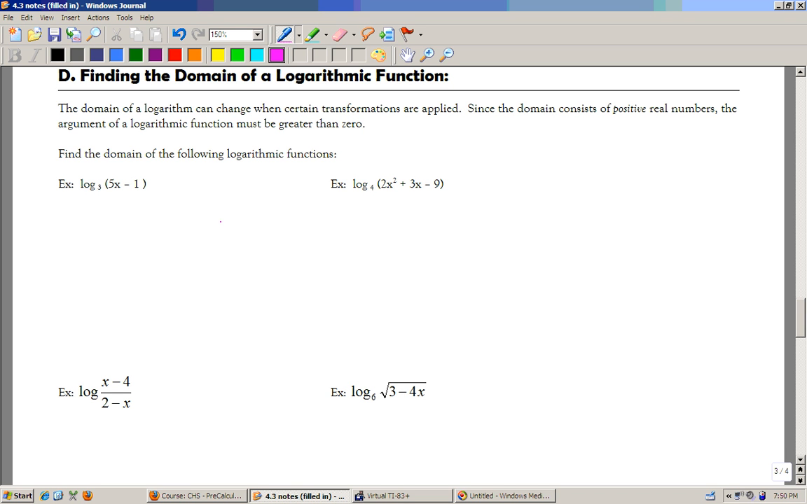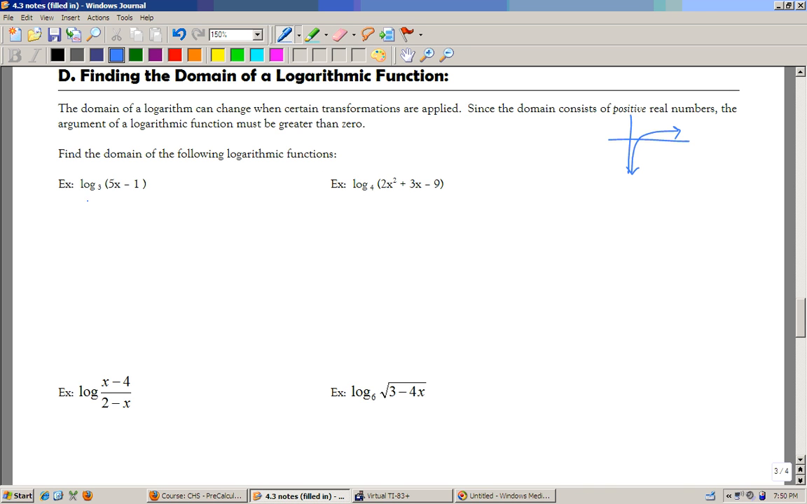Okay, now we're going to do the domain of the log function. Remember, if we look at the graph of a log function, it runs along the y-axis and goes off to the right. So the domain consists of positive real numbers. Whatever you're evaluating the log at, the argument of the log has to be greater than 0.